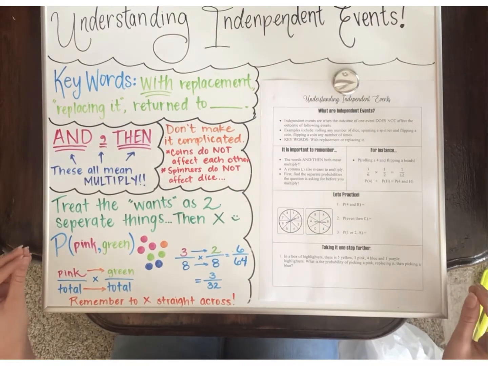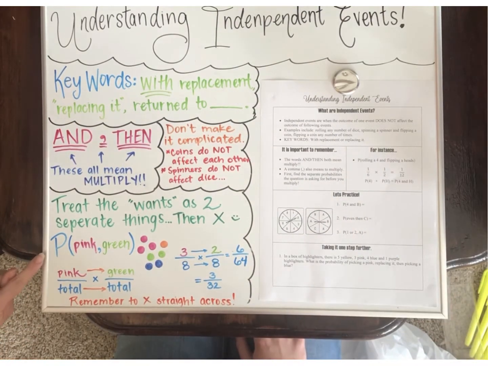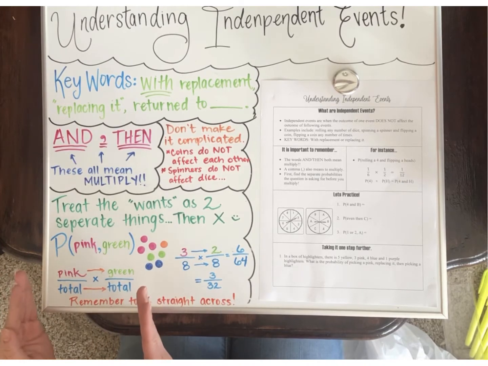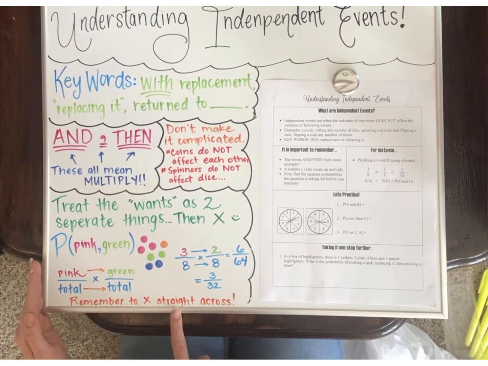All right, lastly, we want to treat the 2 or more events inside of the parentheses as separate events before we multiply. So right here, when we have probability of pink and green, first we find the probability of pink and green, then we multiply them as 2 separate things. And when we multiply, remember, with fractions, we go straight across.